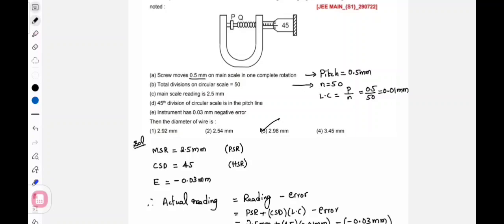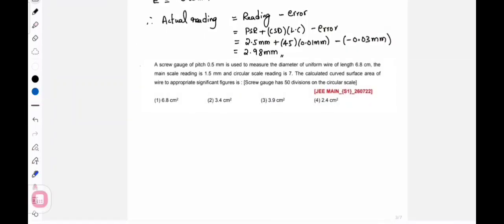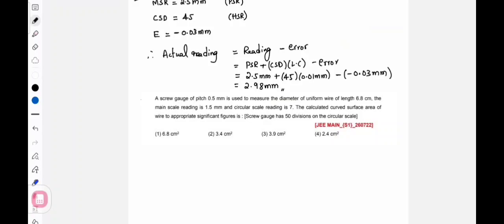Let's go to the next question. Look at this. Screw gauge of pitch. So you're given pitch.